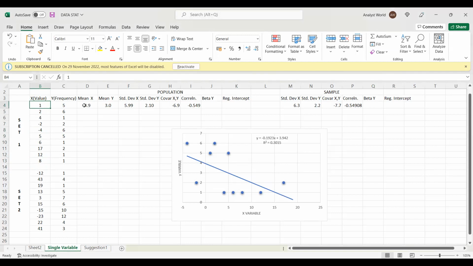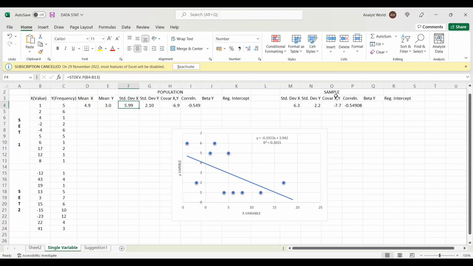What is going to be the mean of X? It is very easy. We just have to take an average here, right? If we take an average, it gives me 4.9. For the time being, ignore the Y values. The standard deviation of X, considering that this is population data, happens to be 5.99, right?